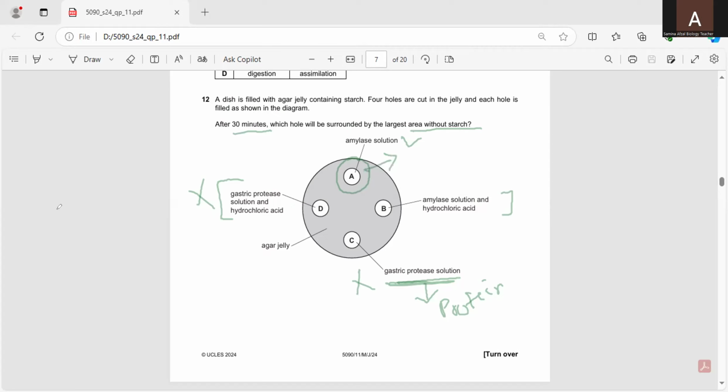But B is the wrong option, because they have added hydrochloric acid into it. Hydrochloric acid will change the pH, and amylase works best in neutral conditions. So with the addition of hydrochloric acid, the pH will be changed. So B is not the correct option. Only A is the correct option, in which the amylase will break down the starch. So the largest area will be without starch.